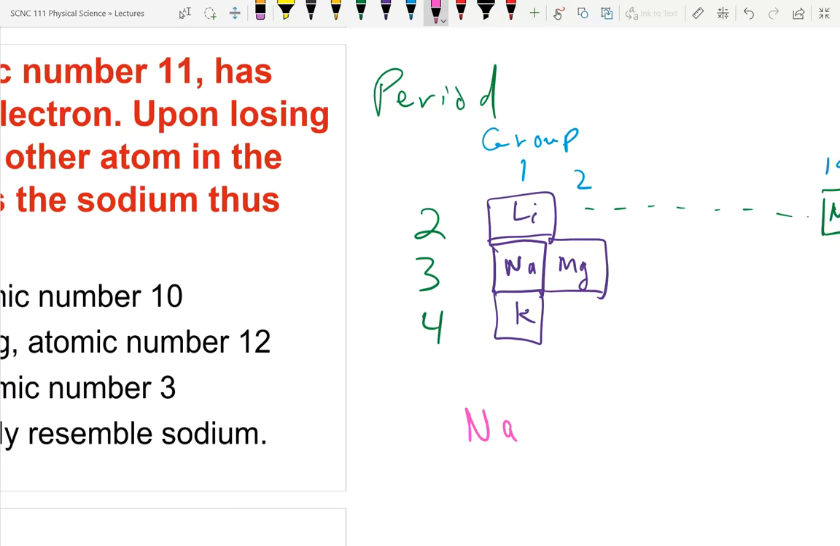It would have 8. Mm-mm. Like 2. How many electrons does sodium have? 11. Okay. So the first 2 are in the first shell. The next 8 are in the second shell. And how many are in the third shell? 1. So its dot structure is just going to be like that. So that's the dot structure of a neutral sodium.